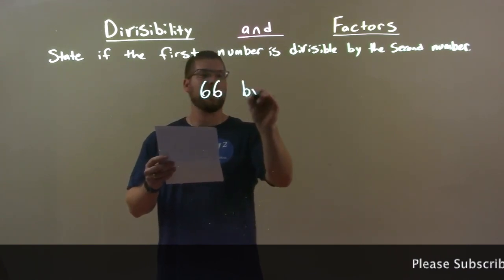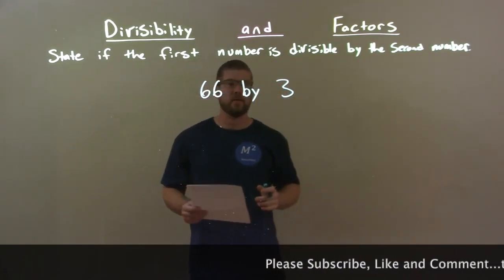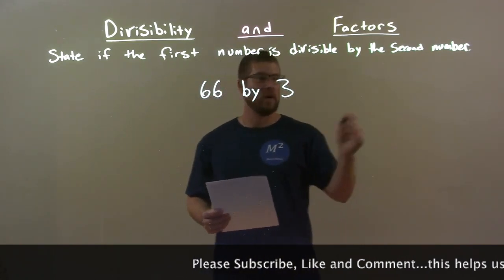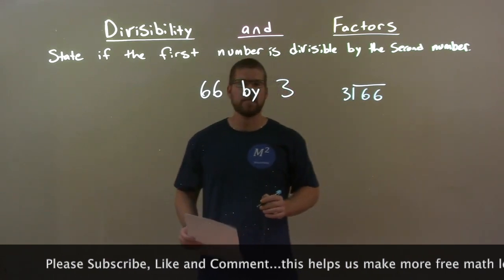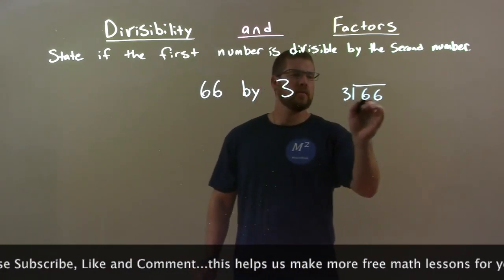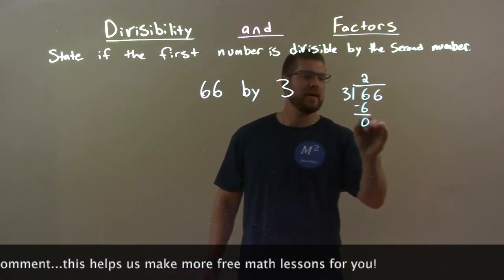Next, 66 by 3. Is 66 divisible by 3? Well, let's try that with long division. Does 3 go into 66? First, 3 goes into 6 2 times. 2 times 3 is 6. Subtract, we get a 0.